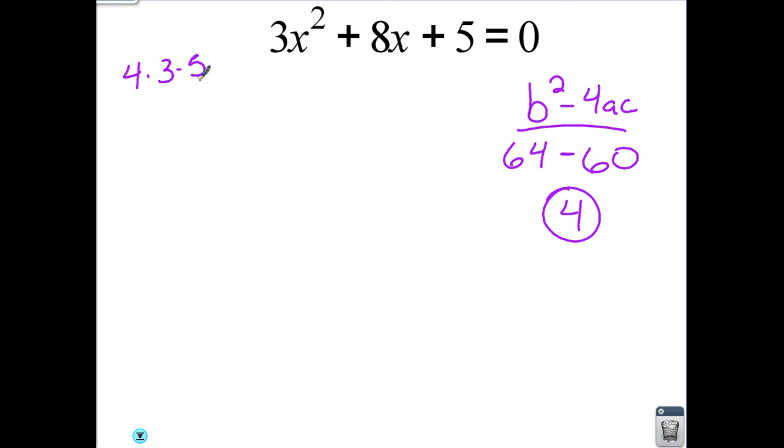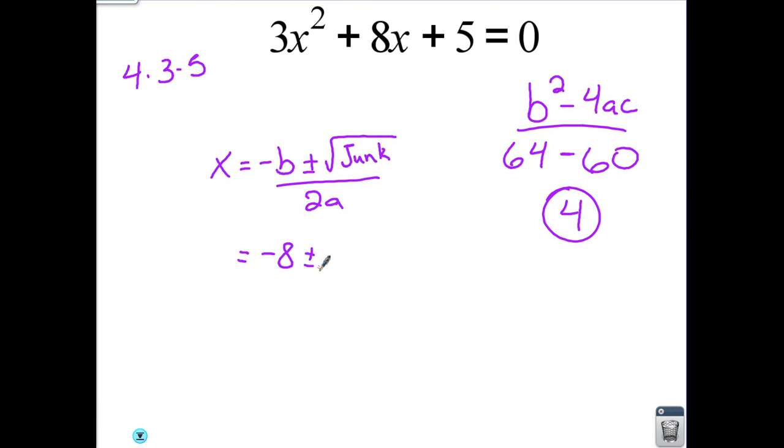So now we have our formula. X equals negative b plus or minus the square root of the discriminant all over 2a. And the reason I put the square root of the discriminant there is we've already done that. So plugging into my formula, negative b plus and minus the square root of 4 is 2 over 2 times 3 is 6. There's your two answers. The first answer being negative 8 plus 2 divided by 6. The second answer being negative 8 minus 2 divided by 6.